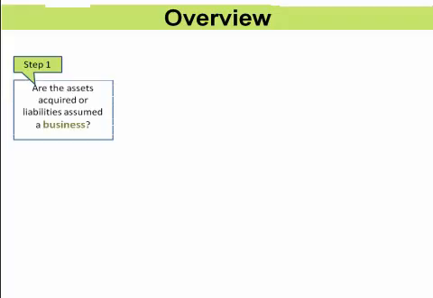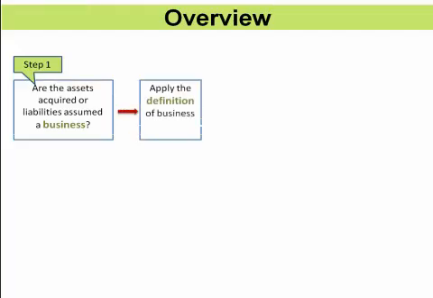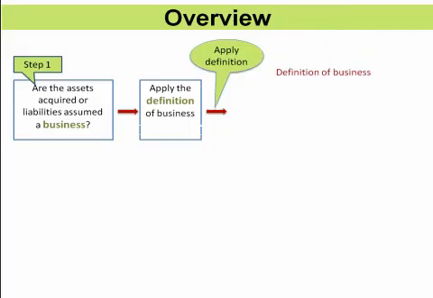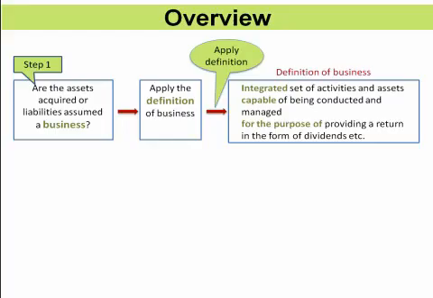When determining if a transaction is a business combination, the first step is to determine whether the assets acquired and the liabilities assumed is a business. To determine this, you have to apply the definition of a business. The definition of a business is an integrated set of activities and assets capable of being conducted and managed for the purpose of providing return in the form, for example, of dividends.